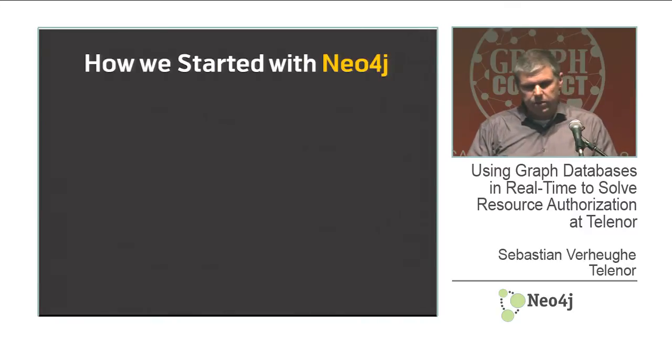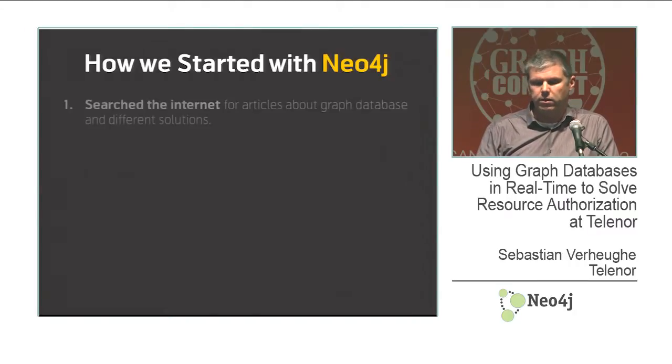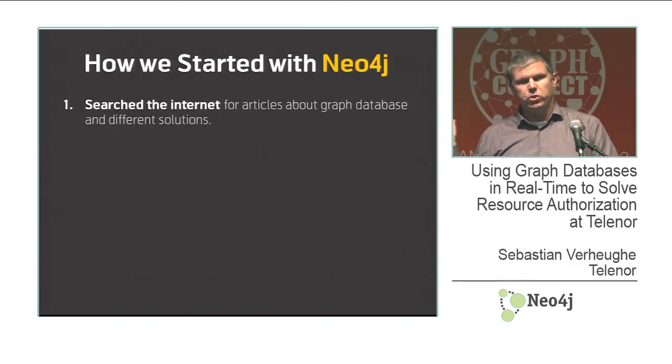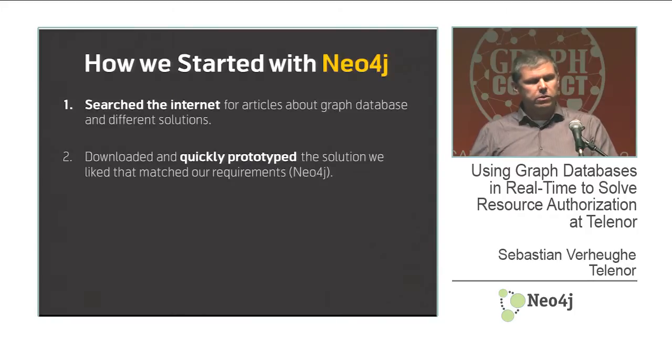So I'm going to tell a bit how we started using Neo4j, because I think it was a good way of starting to actually use any kind of technology that worked very well with Neo4j. So basically the approach was we had the idea that the graph database would be a good solution. So we did research on the internet, trying to find out which databases are in use, what's popular, what seems to be a good choice, and Neo4j seemed to be a good candidate. So, okay, we picked the candidate, and we downloaded it and started prototyping, just to see, does it work, can we model? And it seemed to be a good match to our requirements.